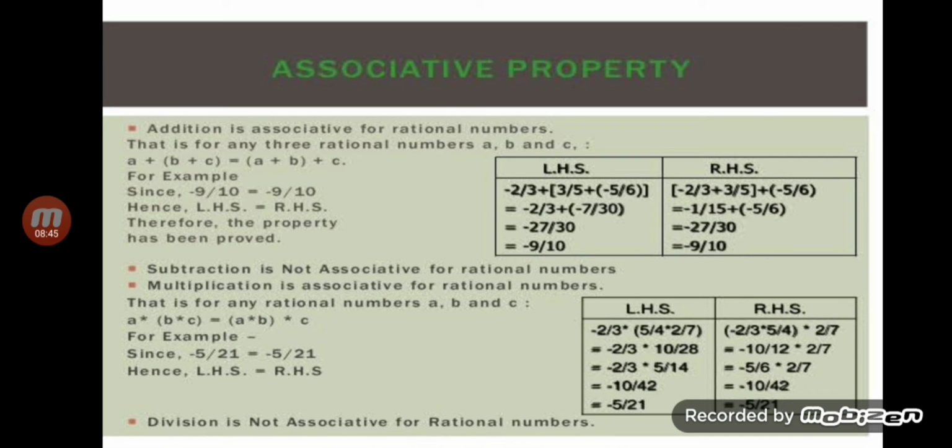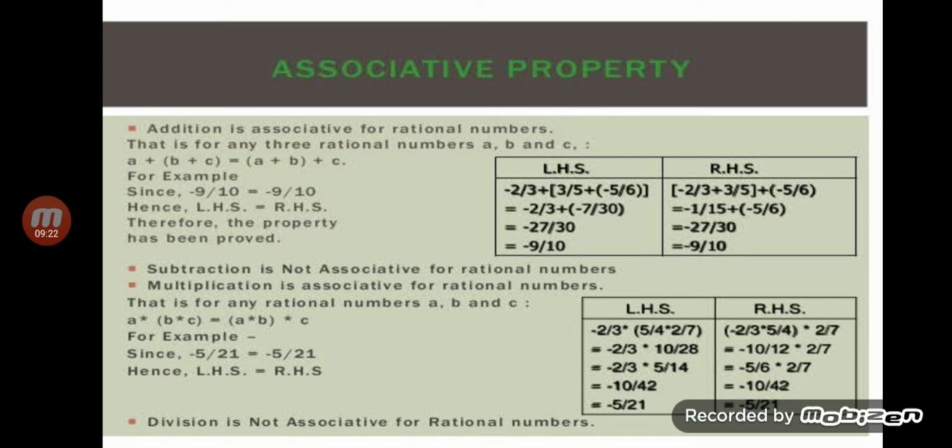But in the RHS, now the bracket will be for minus 2 by 3 plus 3 by 5, plus minus 5 by 6. So minus 2 by 3 plus 3 by 5 is equal to minus 1 by 15, plus minus 5 by 6, which is also equal to minus 27 by 30. So we can say that the associative property for addition holds. Subtraction is not associative for rational numbers.